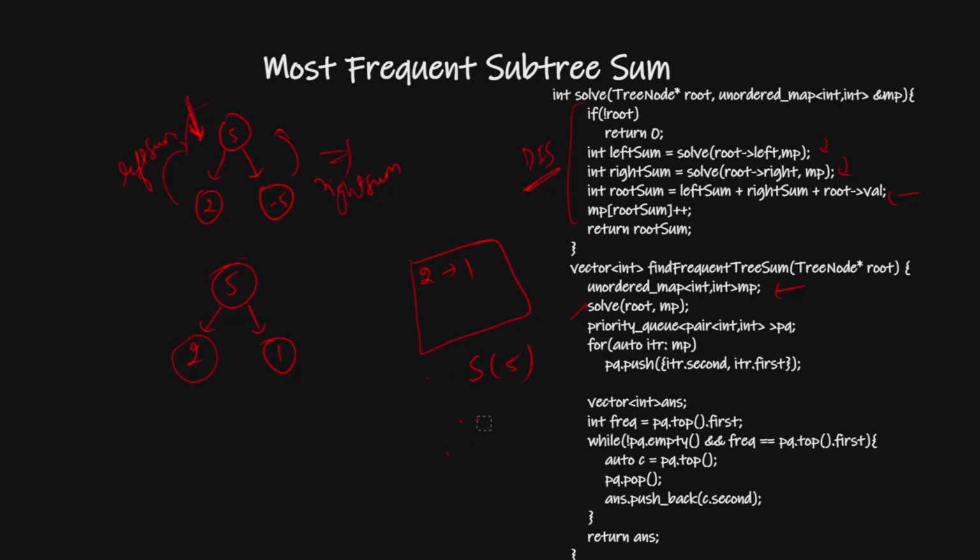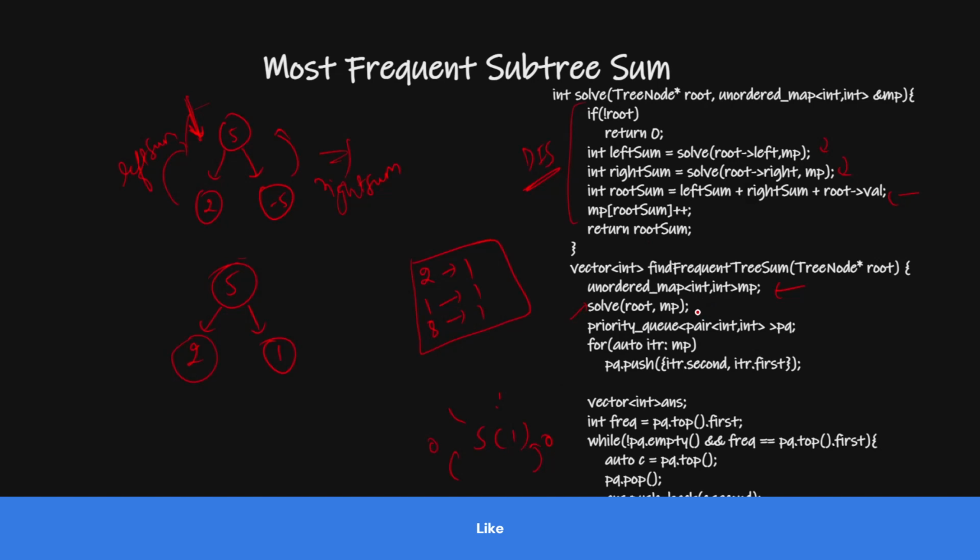Once 2 is done, it will call my right. This is 1, and it also gets 0 from left and 0 from right, and its current value is 1. So it will make the sum 1 with frequency 1, and it will return 1 here. So from the left it gets 2, from the right it gets 1. So its sum will become 2 plus 1 plus 5, that is 8, with frequency 1. Now I am at this step.